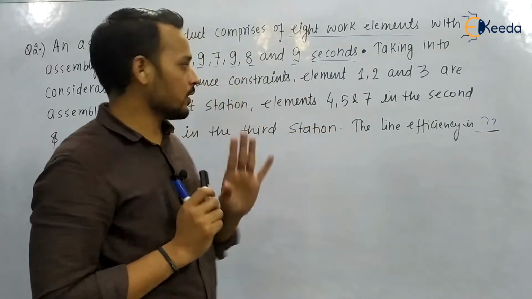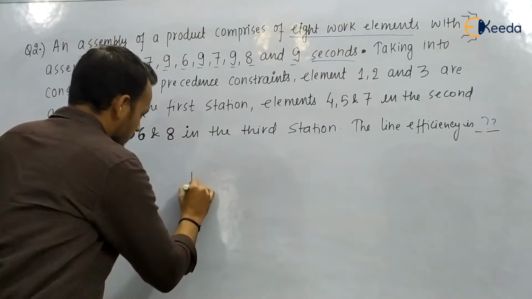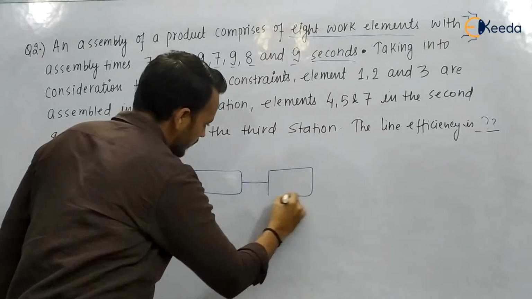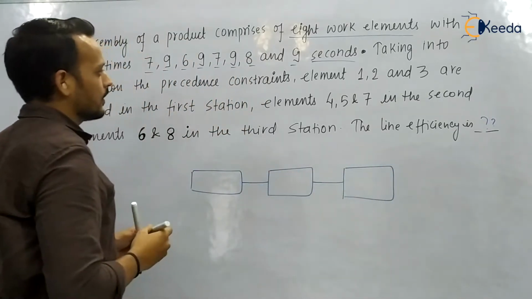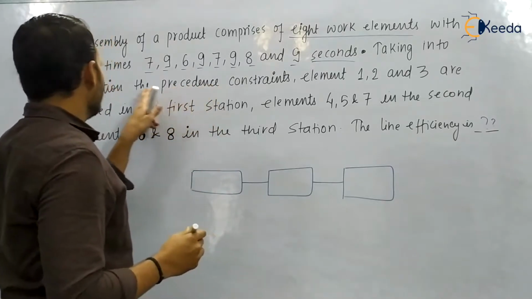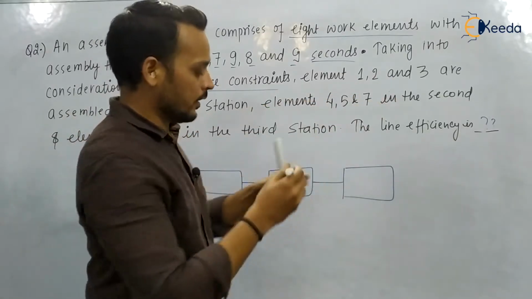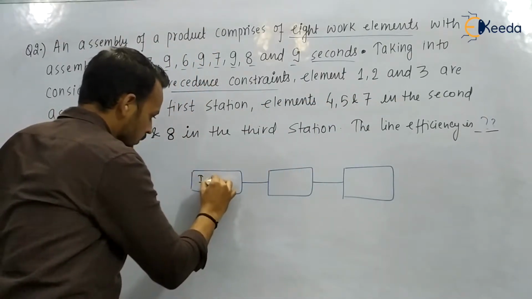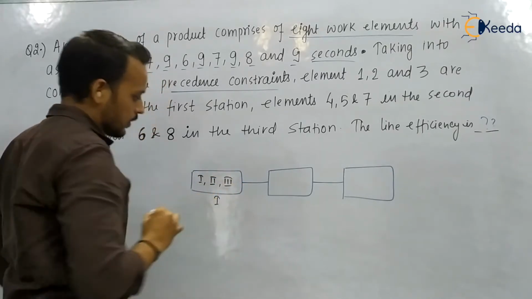So they are making 3 workstations: the first workstation, the second workstation, and the third workstation. Taking into consideration the precedence constraints, the work elements 1, 2, and 3 are assembled in the first workstation.